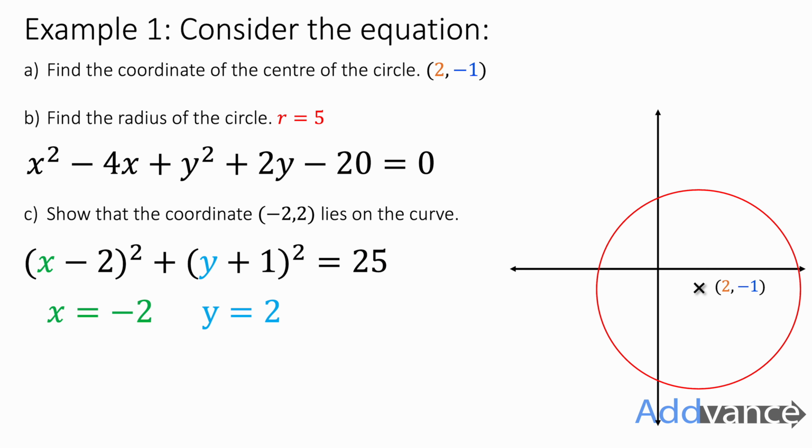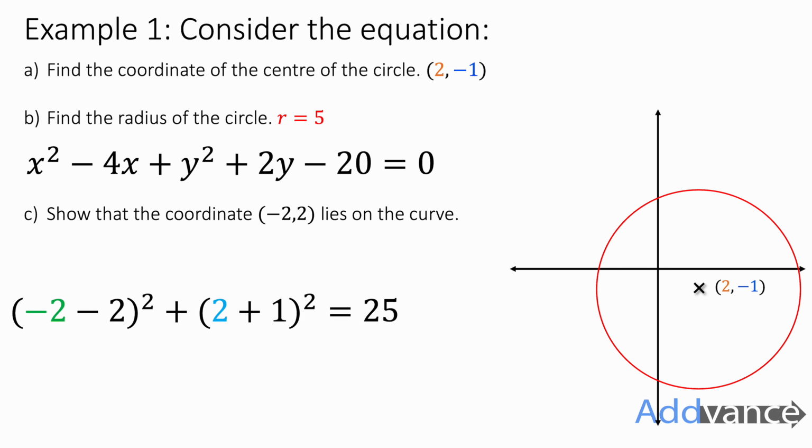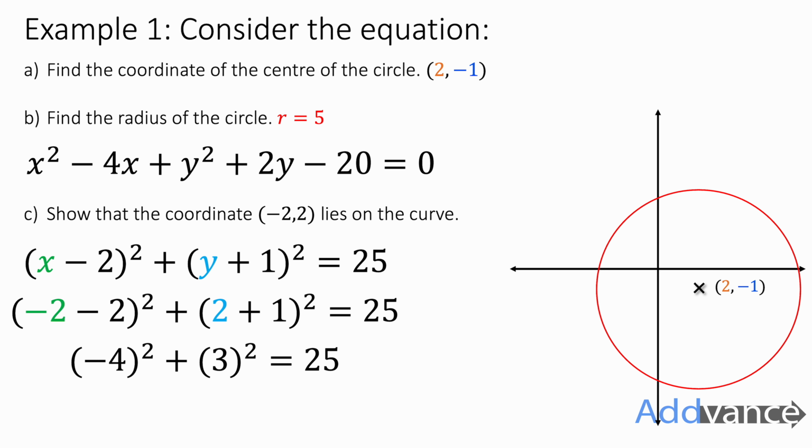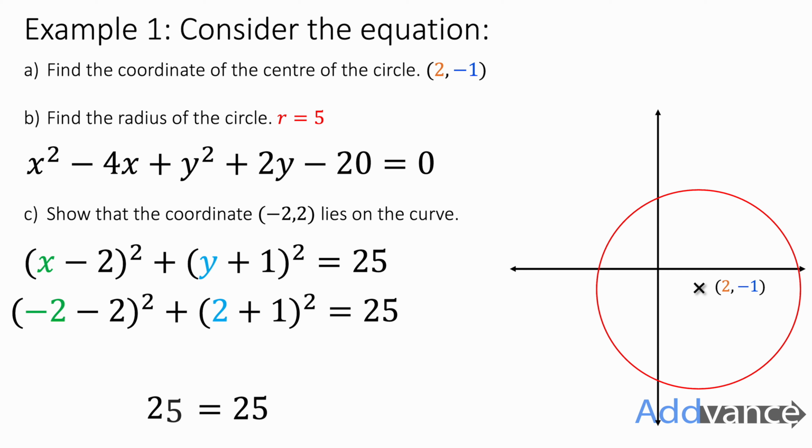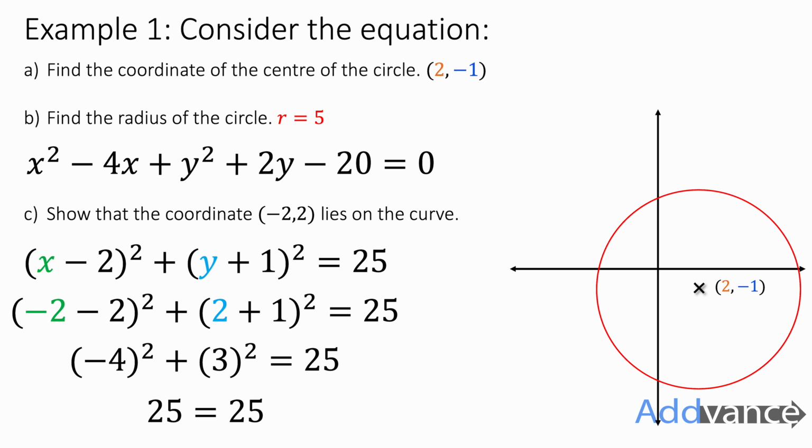Part C now, it says show that the coordinate minus 2, 2 lies on the curve. Well, to do this, we're just going to substitute in x is minus 2, y equals 2 into this equation and see if it makes sense. So we substitute in those numbers and we get minus 4 squared plus 3 squared. And if you calculate this, you get that the left-hand side is 25 and that's equal to the right-hand side, which is also 25. And so this equation makes sense for x is minus 2, y equals 2. Therefore, that coordinate lies on the curve.